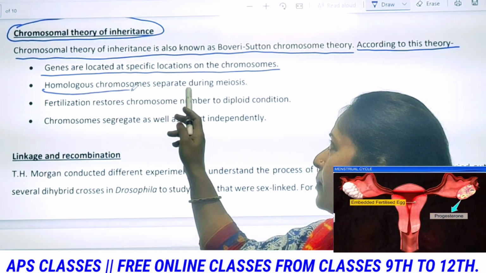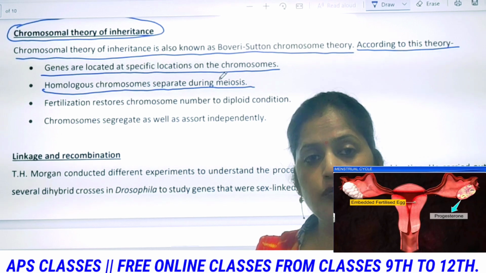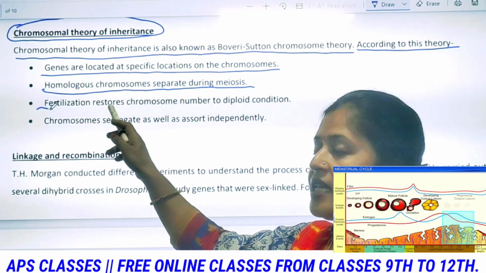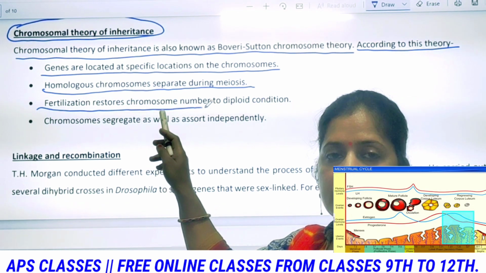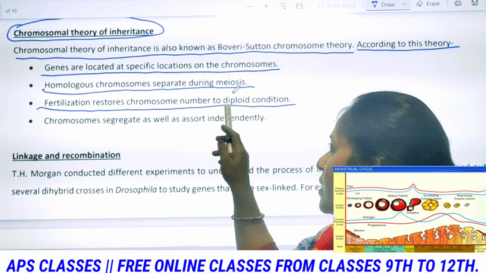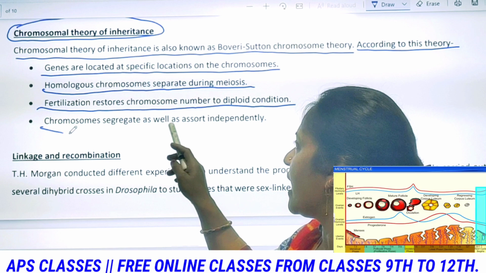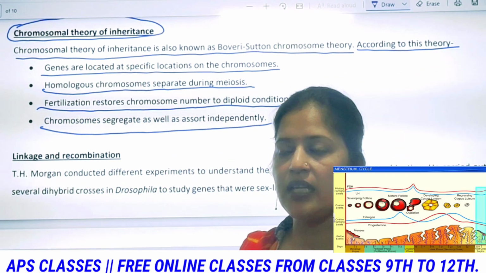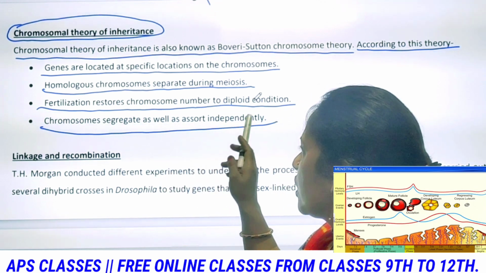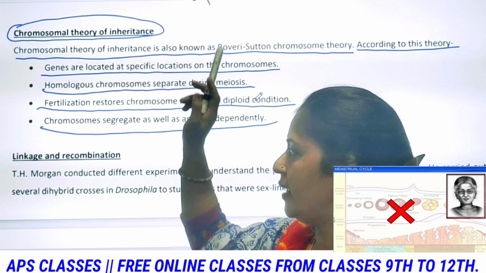Homologous chromosomes separate during meiosis. Fertilization restores the chromosome number to the diploid condition. Chromosomes segregate as well as assort independently. So this is the chromosomal theory of inheritance.